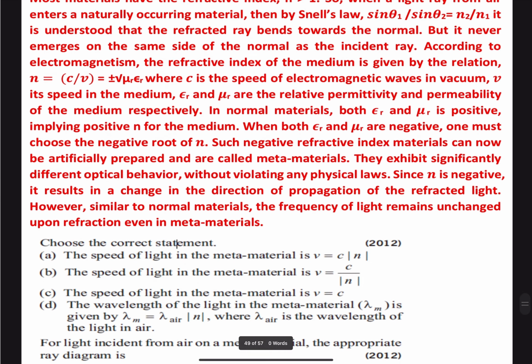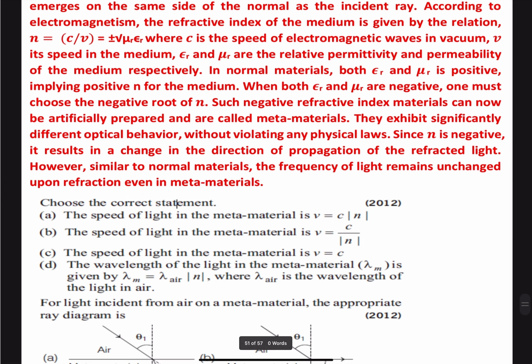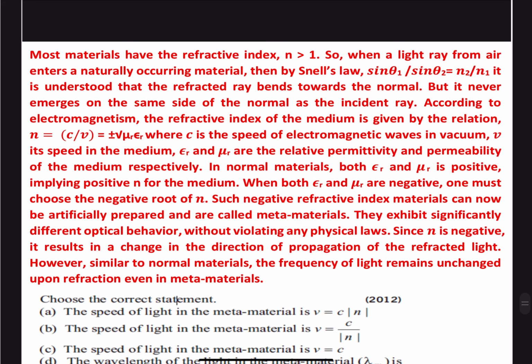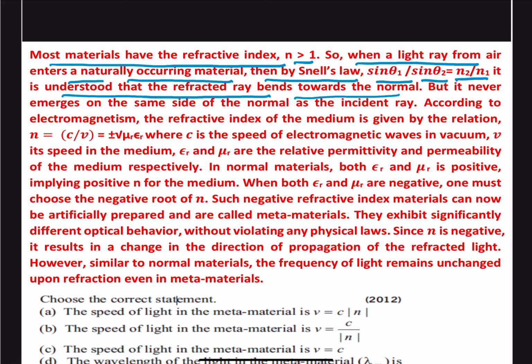We come to the next question. This was a passage based question, and here it states that most materials have refractive index n greater than 1. So when the light ray from the air enters a naturally occurring material, then by Snell's law, sine of theta 1 upon sine of theta 2 is n2 by n1. It is understood that the refracted ray bends toward the normal, but it never emerges on the same side of the normal as the incident ray.